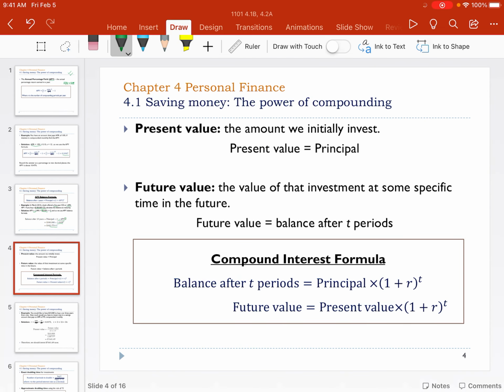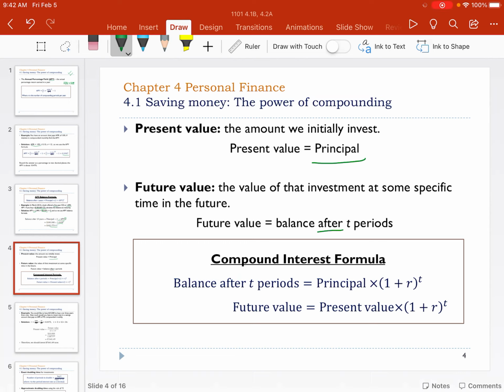So let's get into something else which is similar but a little different. We have present value, which is the amount we actually invest. Present value is just another word for principal. It's the same thing. But the idea is to tie present and future value together. This is just another way of saying it. So this is a good way of summarizing it, better than the first edition I taught out of. And the value of that investment at some specific time in the future is the balance after T periods.